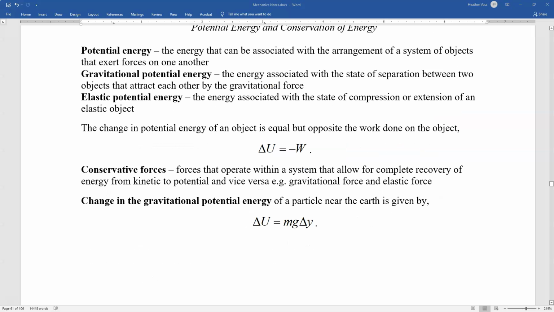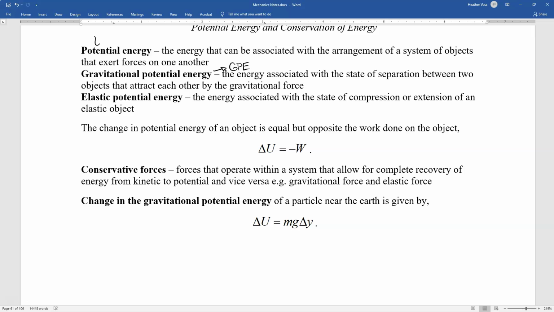Okay, so we're going to go ahead and look at our potential energy and what it means to have conservation of energy. Our potential energy is the energy associated with the arrangement of a system of objects that exert a force. Now if we start looking at gravitational potential energy, which if you ever see me write this out on the board, you will see me abbreviate as GPE.